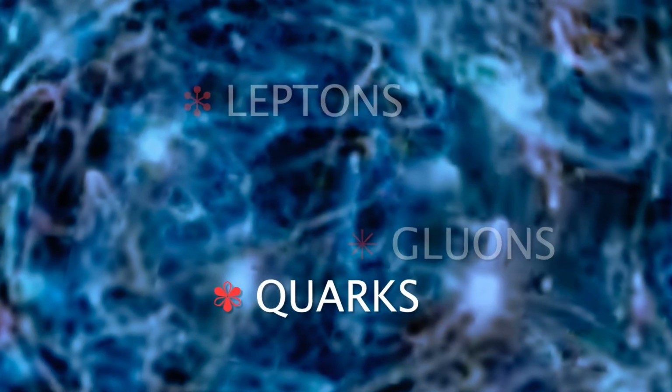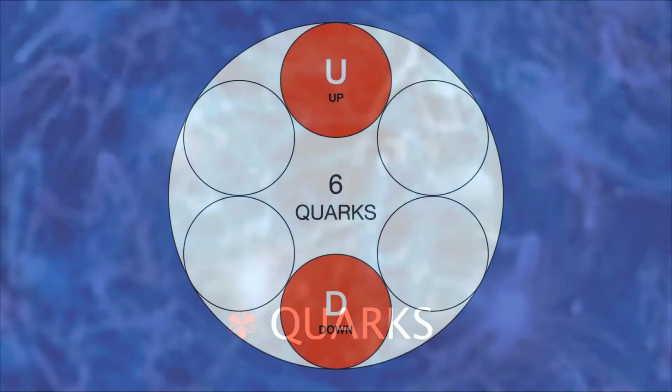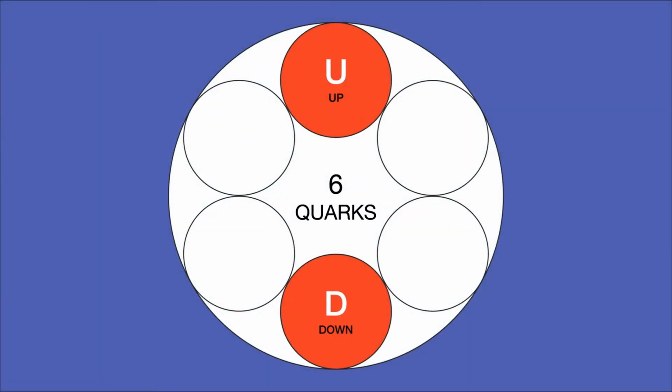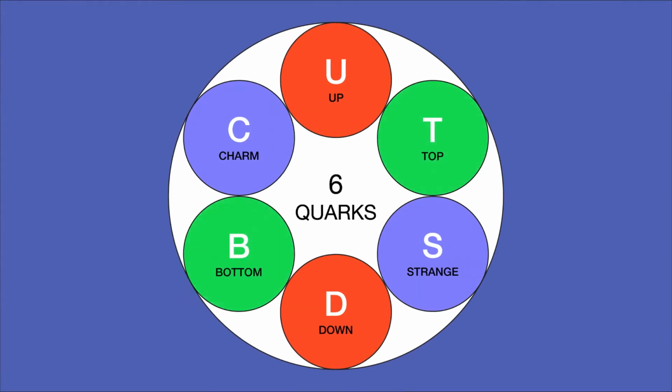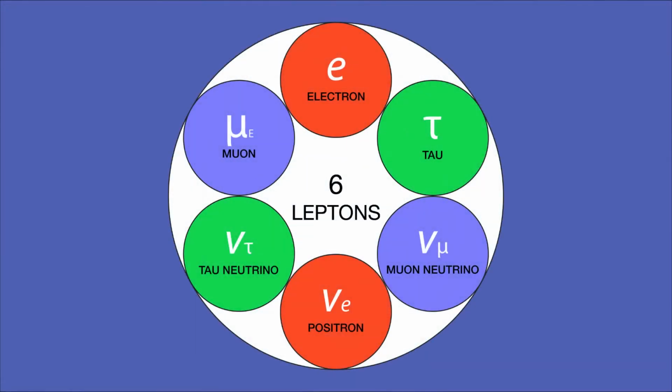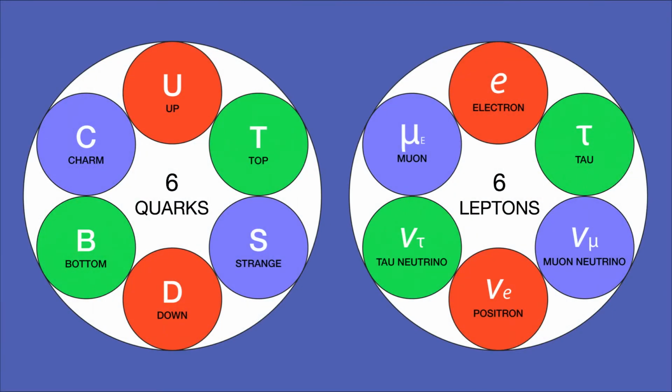Quarks come in 6 types or flavors, also with odd names: up and down, charm and strange, top and bottom, and they are organized in 3 sets of 2. Leptons also comprise 6 types and are also arranged in 3 sets of 2. To the best of our knowledge, these particles are the fundamental building blocks of all matter.